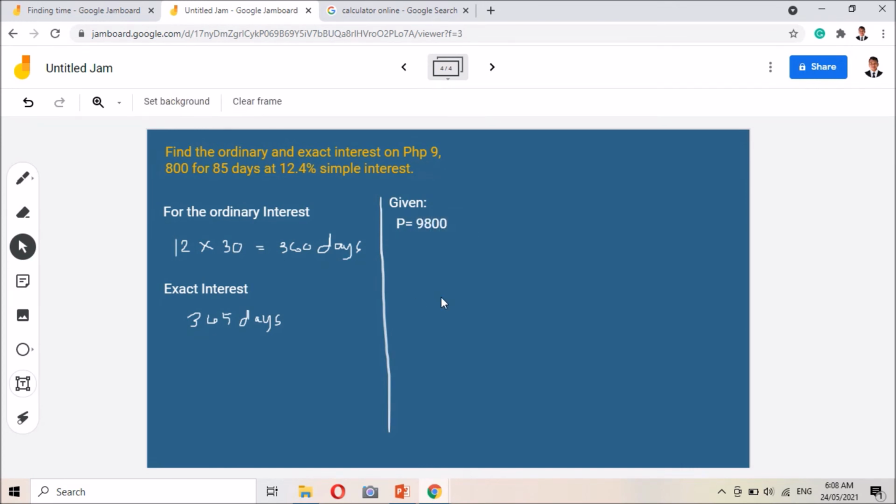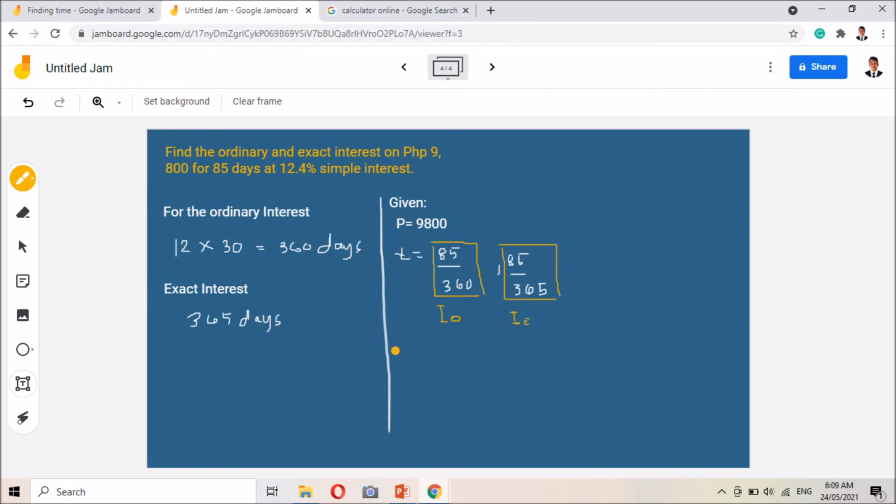The principal is 9,800 pesos. And our time is equivalent to 85 days over 360. That is for ordinary interest. And 85 over 365 days for the exact interest. We say I sub O for ordinary interest, and I sub A for the exact interest.